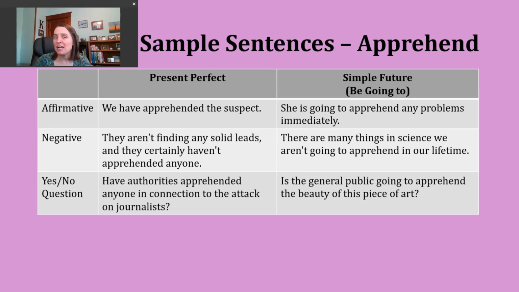Now, if you want to make a yes or no question in the present perfect, you can start with either have or has. Whatever form matches your subject, that subject comes next, then you'll use the participle form of the verb. Here's another example. Have authorities apprehended anyone in connection to the attack on journalists? So again, this might be a question other citizens are asking as they're concerned for their own safety. So all of those present perfect examples connect back to the first definition of the verb.